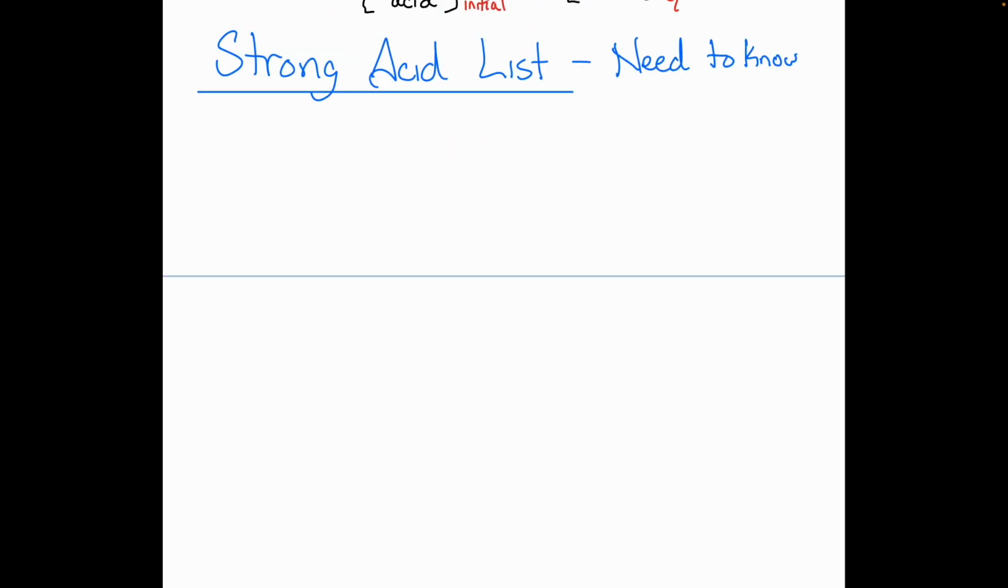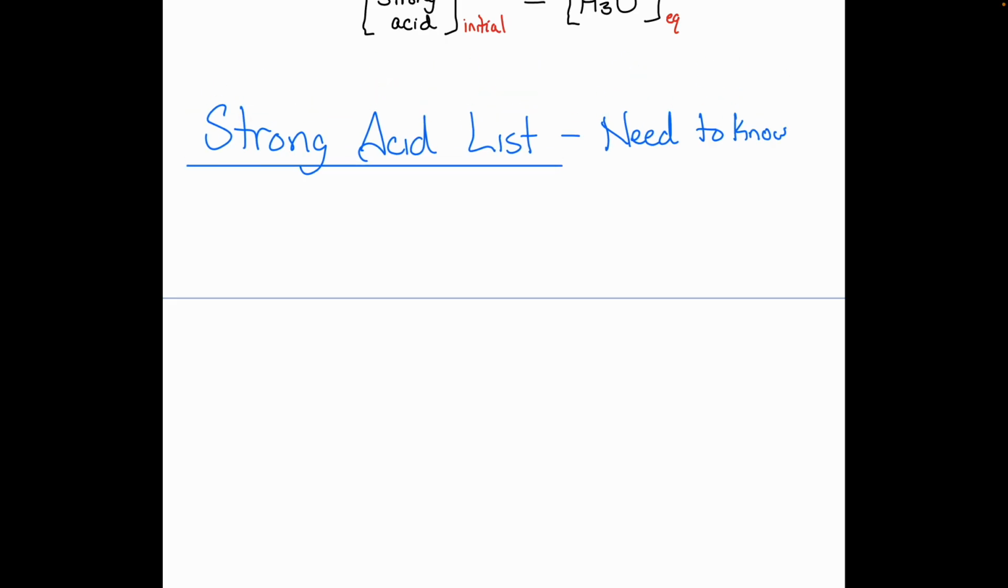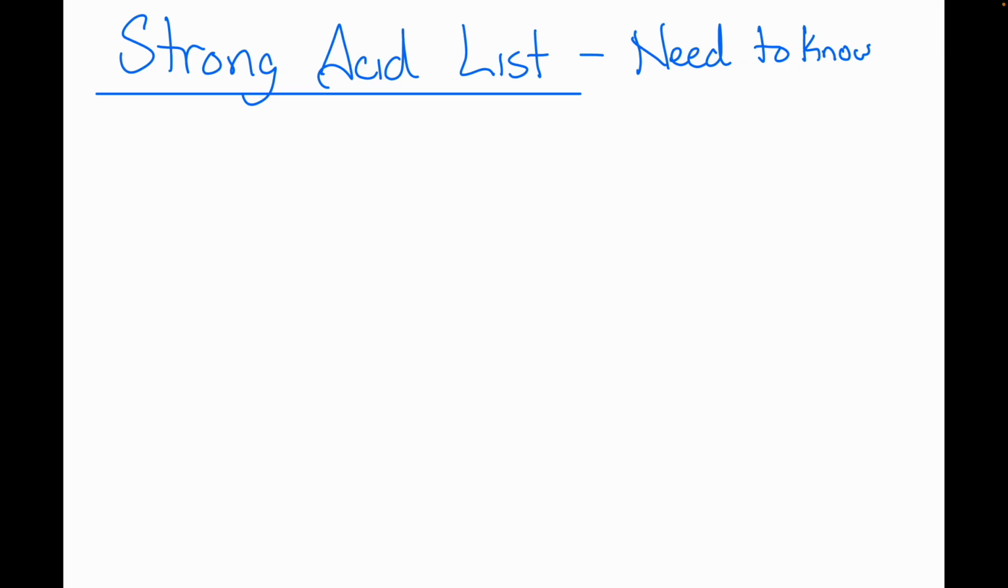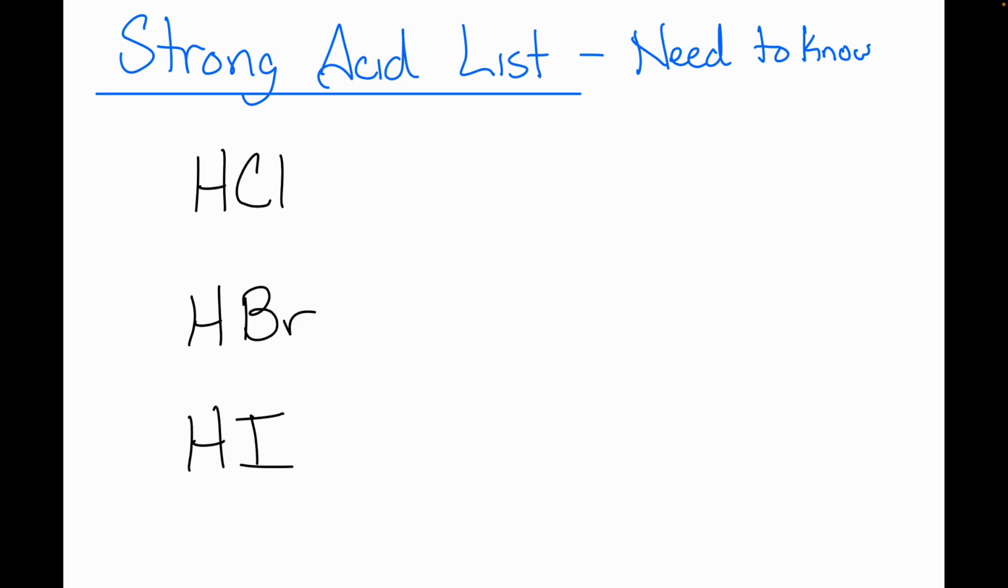All right. So our strong acid list, this is this list of 6 that we need to know. Sometimes there's a 7th one on there. We're just going to keep it to these 6 here. So 3 of them are our halogens: HCl, HBr, and HI. That would be hydrochloric, hydrobromic, and hydroiodic acid.